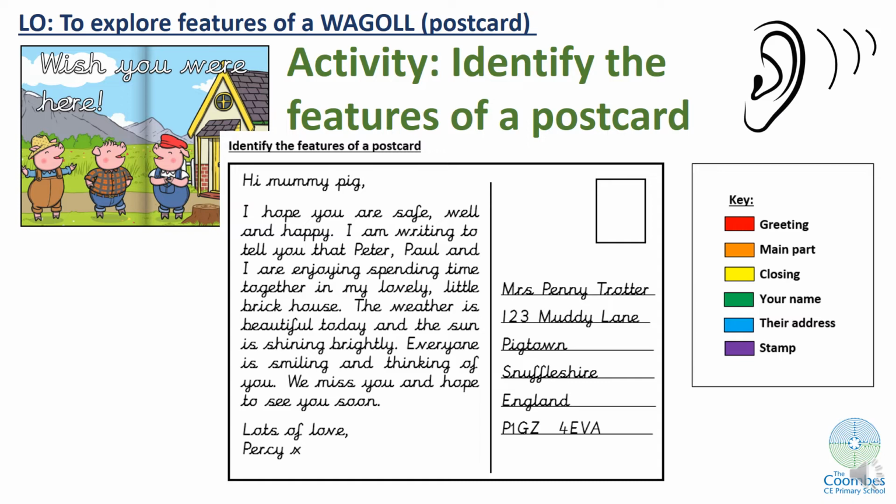So I'm going to get my first coloured pen, which is a red pen, and I'm going to try and find where the greeting is. I need to make sure I read through the postcard to check which part it is. Hi, Mummy Pig. Okay, there's a clue there. It says hi, and that's how I would normally greet people. So the greeting is hi, Mummy Pig. So all you need to do is just underline it. If you don't have the different coloured pens, you can just do a little arrow and write greeting, just to show that that's where the greeting is.